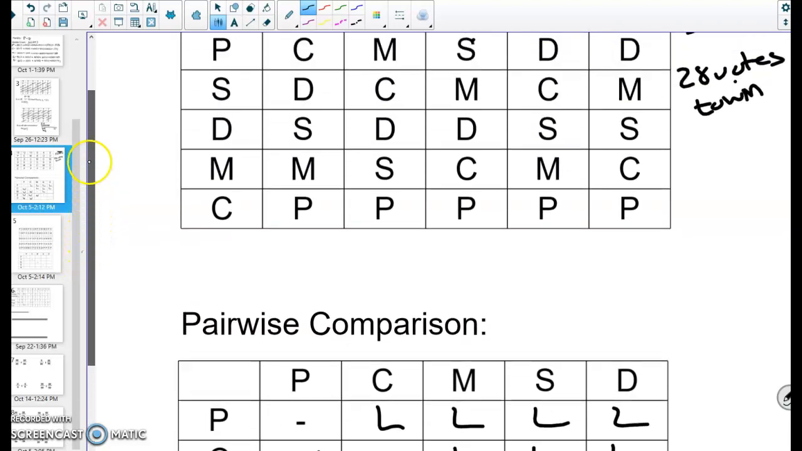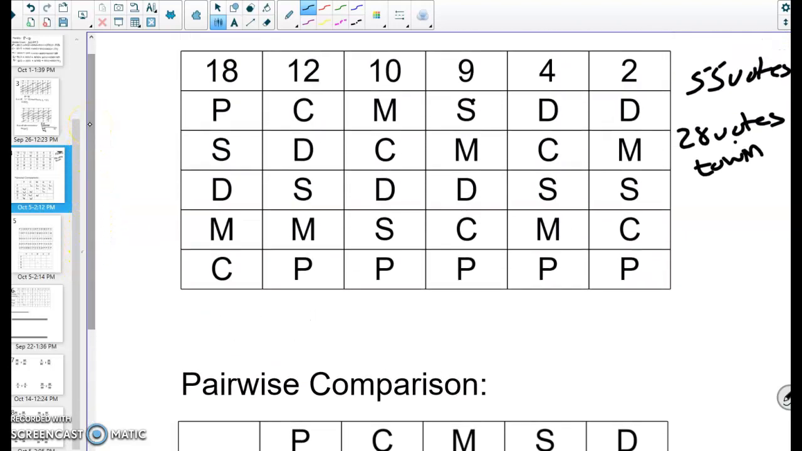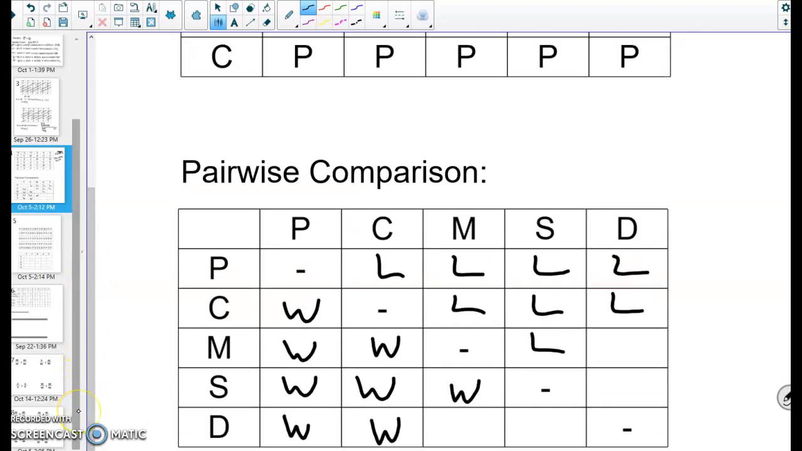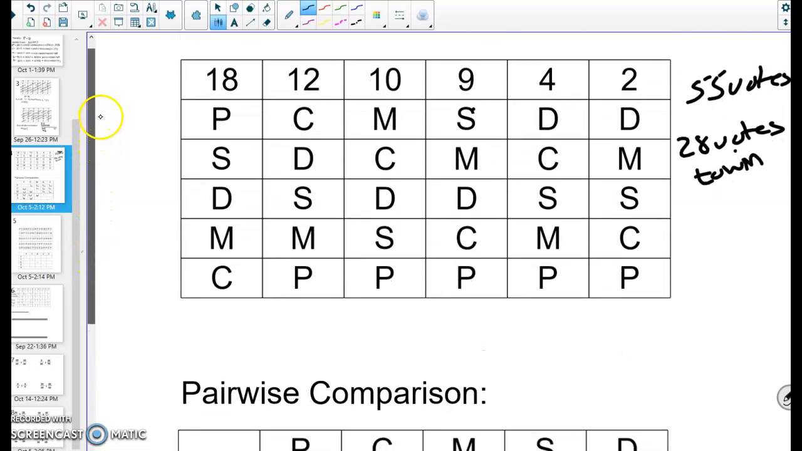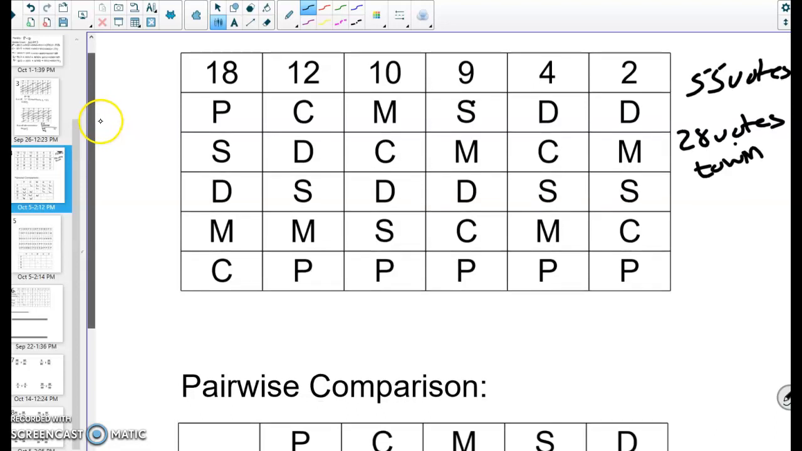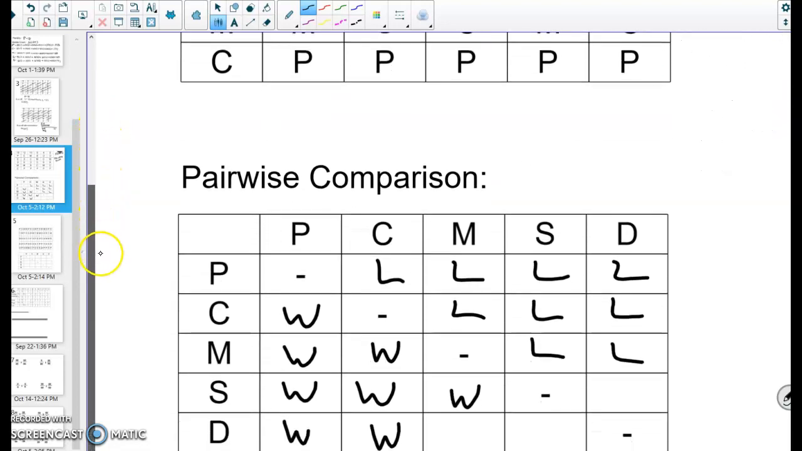Finally, S and D. S wins here, 18 votes, loses, wins the fourth column, that's now 27 votes, but loses the next two. M, therefore, loses to D.